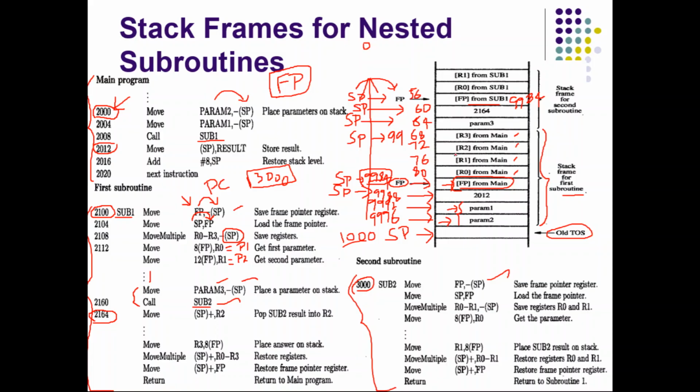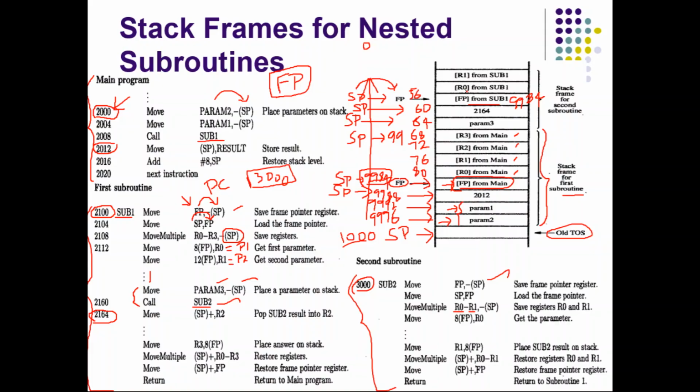So here this subroutine 2 wants to use only 2 registers, R0 and R1. It is not using the 4 registers. Subroutine 1 used 4 registers, R0, R1, R2, R3. But subroutine 2 wants to use only 2 registers, so it is pushing only 2 registers into the stack.